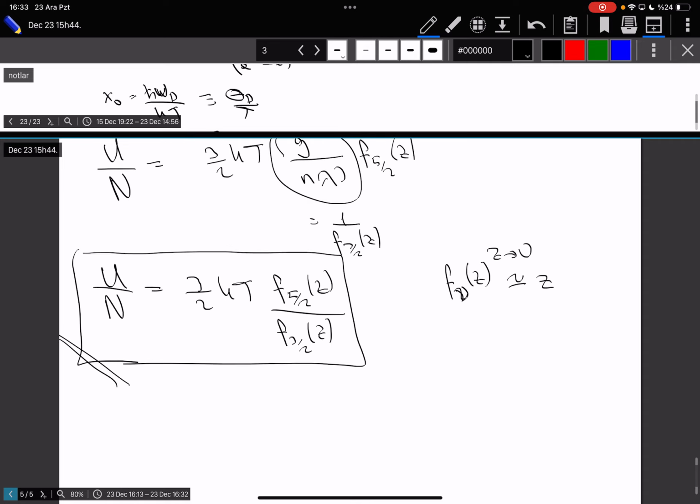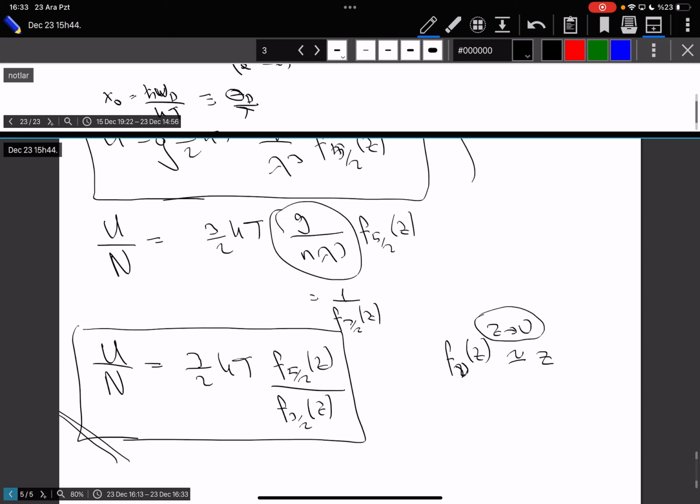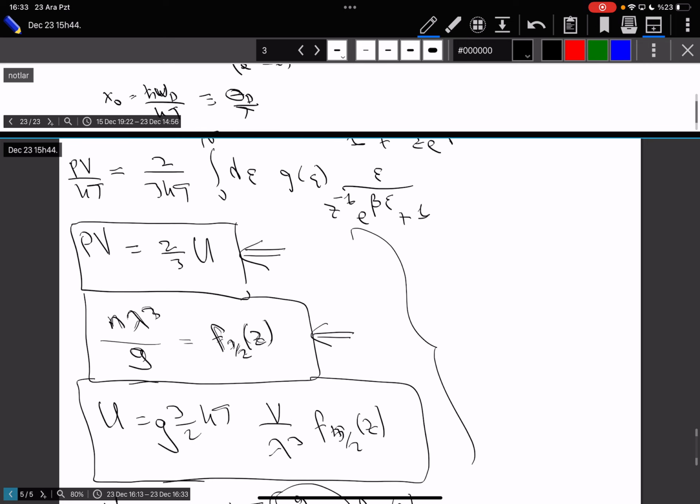Although here I assume that z goes to 0, what does that mean physically? When I ask this question, what does small z mean? Physically, I'm led to the conclusion that if z is small, that is a rarefied gas at high temperatures. That is our classical limit.